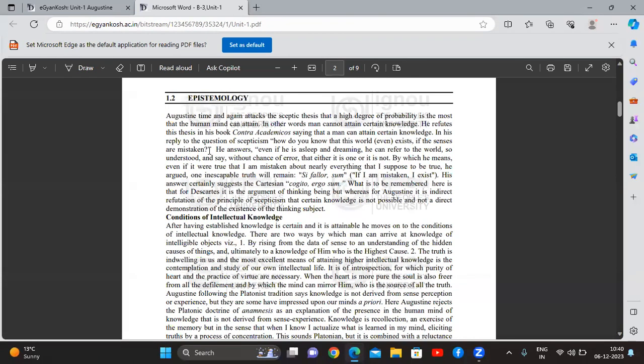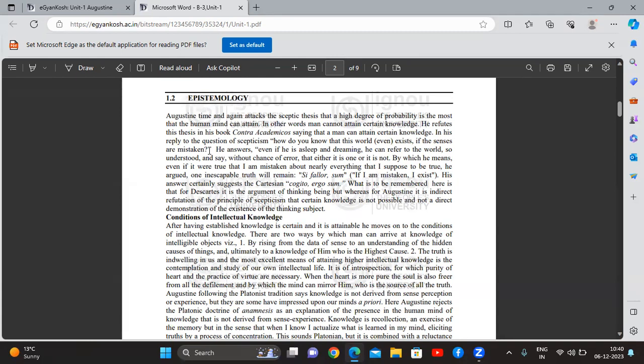So Augustine उस पे reply करता है कि let's say, okay, let me go with your argument. Let's say that I am mistaken about everything. I have a wrong view about the world completely. But एक जो fact है, one inescapable truth, one fact remains that it is me. It is me who is mistaken.